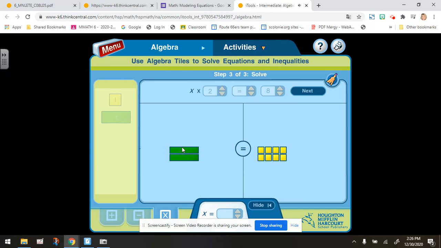All right, and now we have to look and see how much is in each group. So here's one of the x's, here's the other x. How much do we have in one group? And if we just count, it's 1, 2, 3, 4. So now we know that x equals 4.